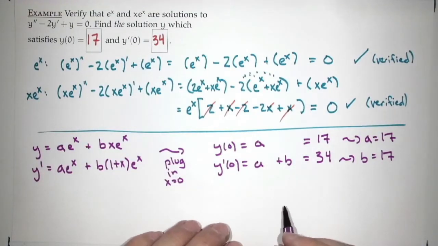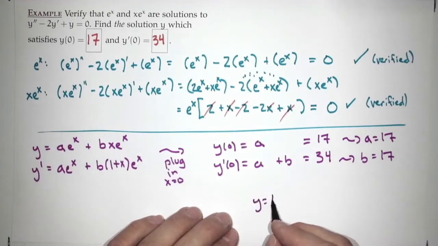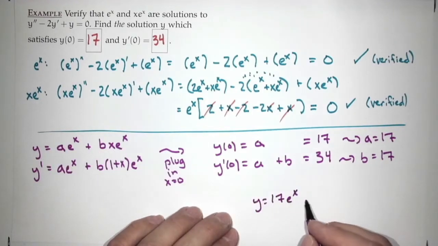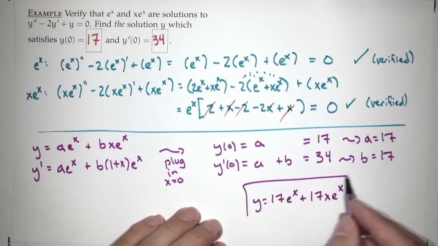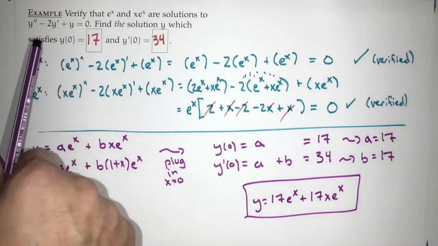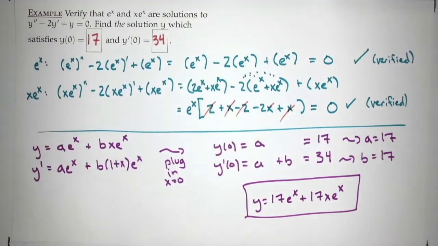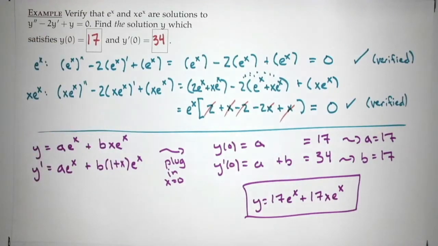So finally, to get our answer, we plug a and b back in. So we get y equals 17 e to the x plus 17 x e to the x. And we're done, because we have a solution which satisfies our initial conditions. And really we know it's the solution because we know from our earlier statement that there's going to be only one. And so this is the one.